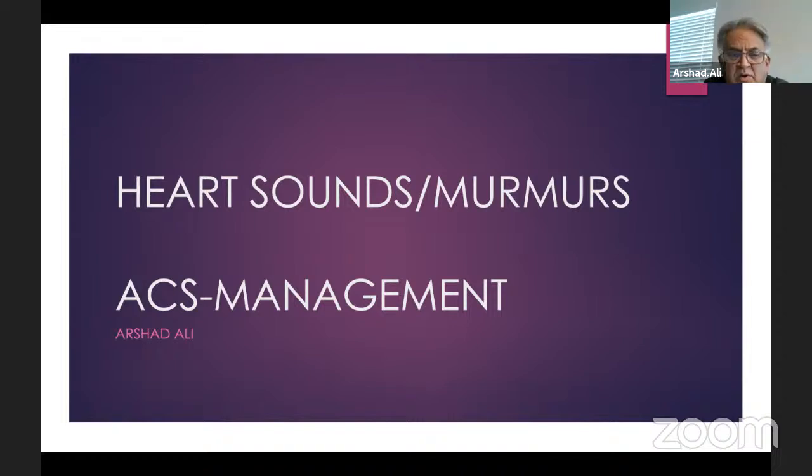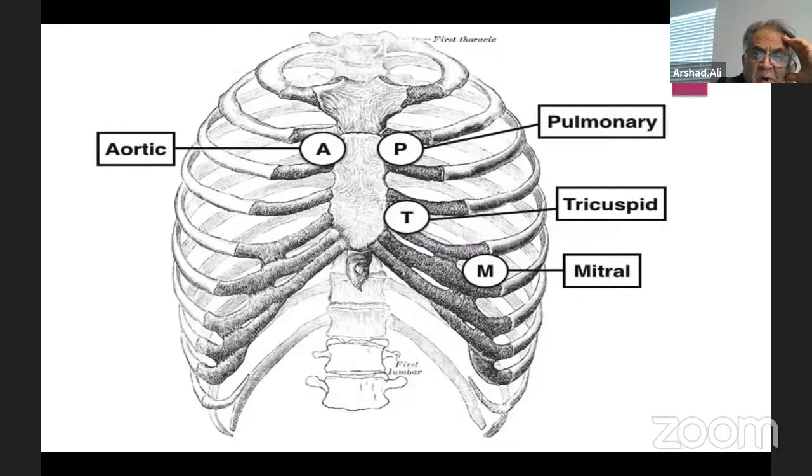Actually going to talk briefly about the heart sounds and murmurs, basically cardiac auscultation, and then switch gears to a brief discussion of acute coronary syndrome and the management of ST elevation MI. So basically, whenever you are thinking about cardiac auscultation, there are at least 4 areas that are required at a minimum to complete a thorough cardiac exam.